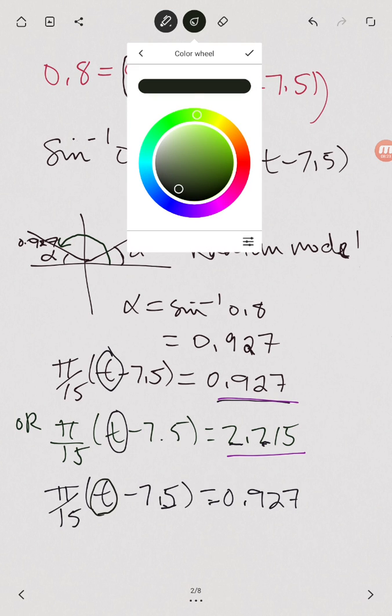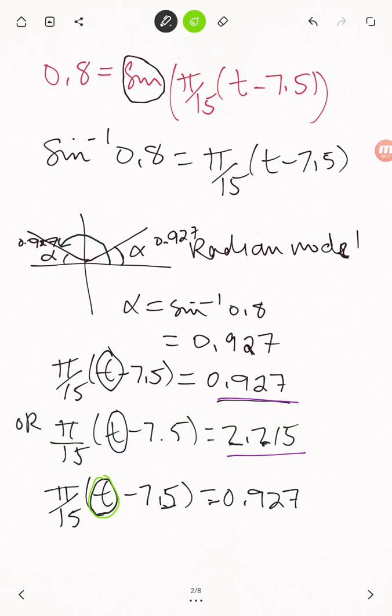So why am I not getting, oh, I see. Okay, now I see how I can change my color.